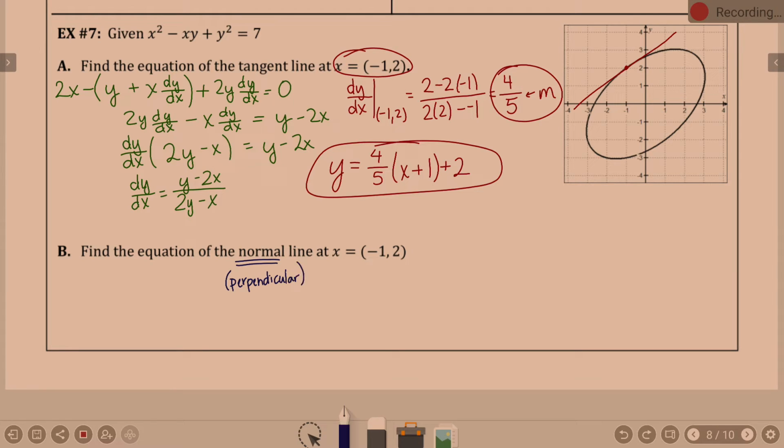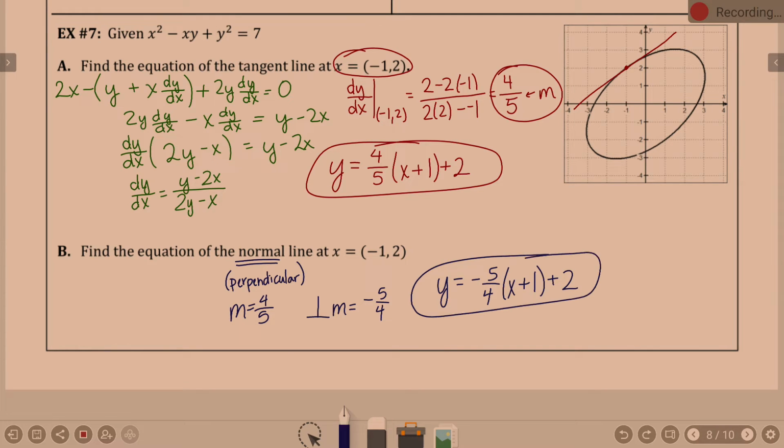So my original slope was 4/5, that we found up on the previous part, yes? So my perpendicular slope is the opposite reciprocal, so -5/4. Realize that upside down T sign is your perpendicular notation. So writing the equation, y equals -5/4 times x minus -1, plus 2. Easy when you've already done the first part there, isn't it?